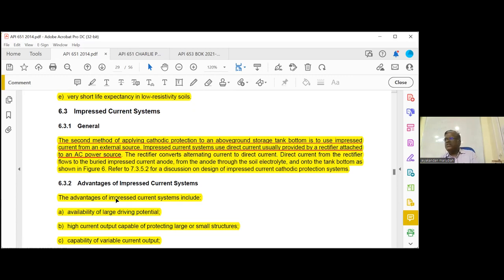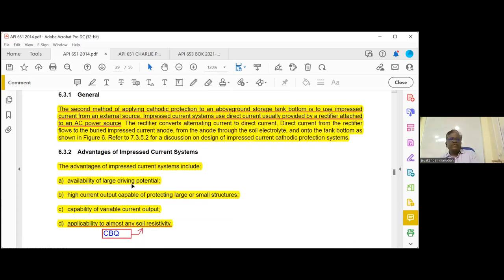Okay. Now, what are the advantages? Just the opposite. Availability of large driving potential, high current output, capability of variable output, applicable to almost any soil. That is closed book question. Last one, any soil resistivity, we can use it. Soil resistivity is not a problem.